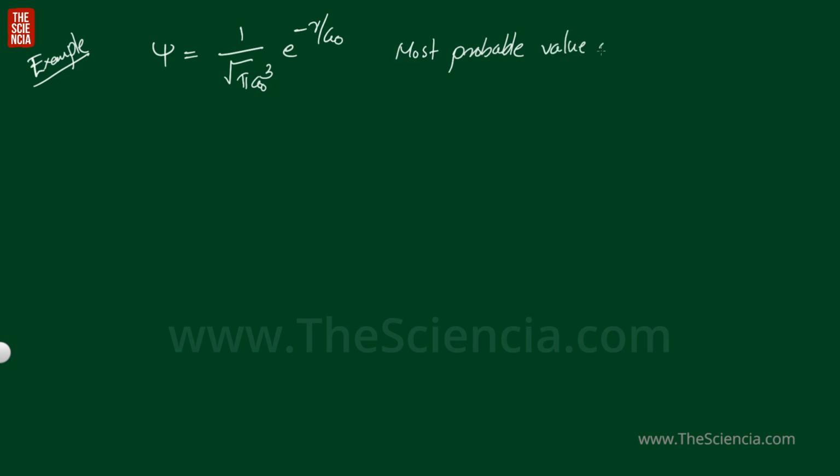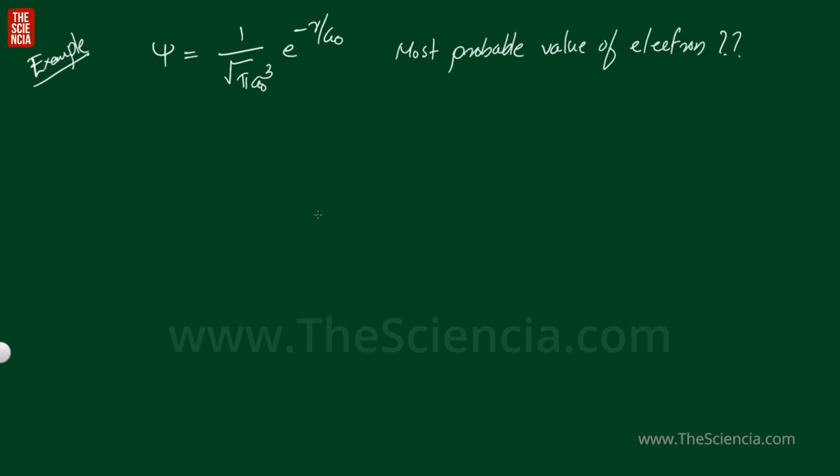Another example, wave function psi is given, that is equal to 1 by root pi a0 cube e raised to minus r by a0. This is the wave function of electron in first orbit of hydrogen atom. And here the question is to find the most probable value of electron. How we can find out? We have to take the derivative of probability density and equate that value to 0.